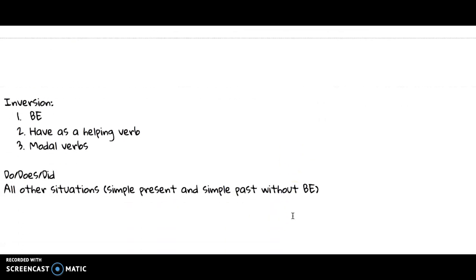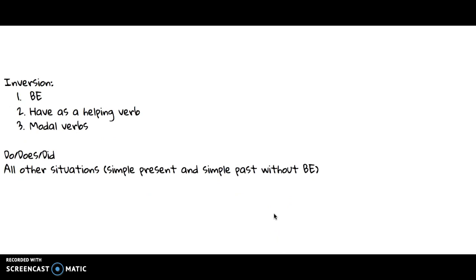So those are all of our rules to make our questions. With inversion, we have to remember, we use inversion with be when we have be as a helping verb and our modal verbs. We use do, does, or did in all other situations. These are simple present and simple past verbs without be. So I hope you find that helpful, and good luck making questions in English.